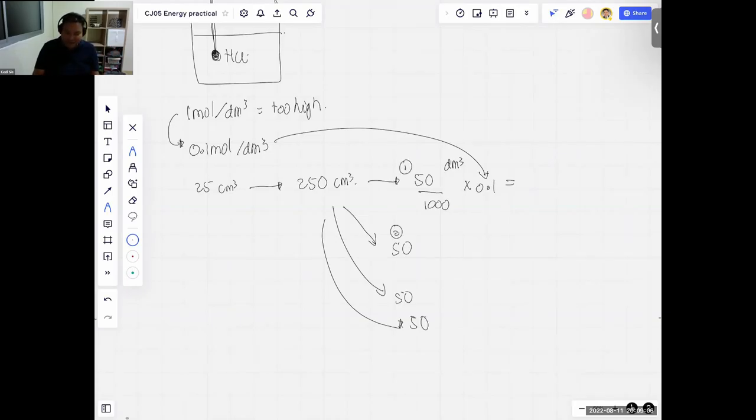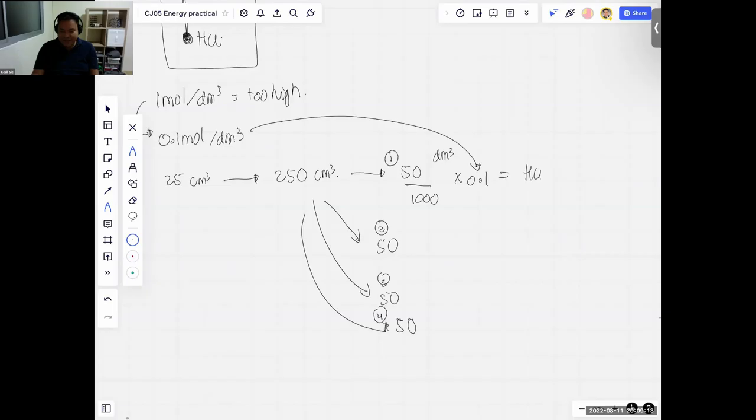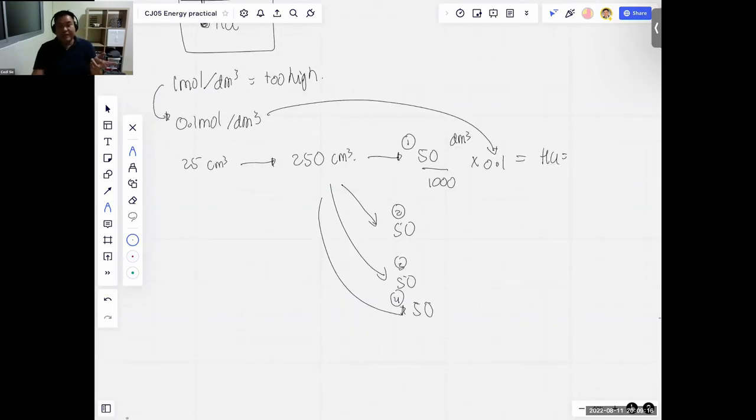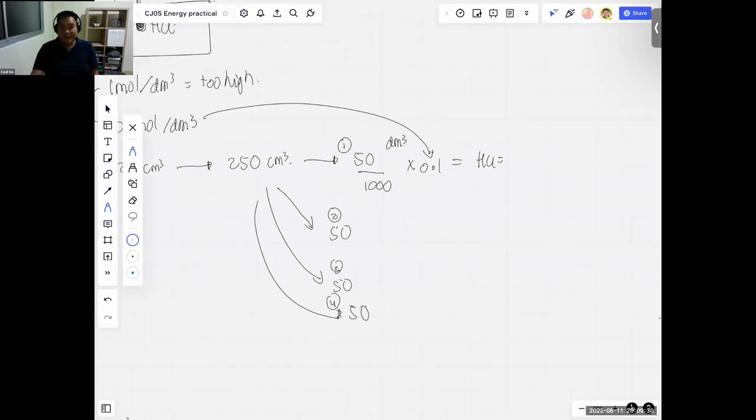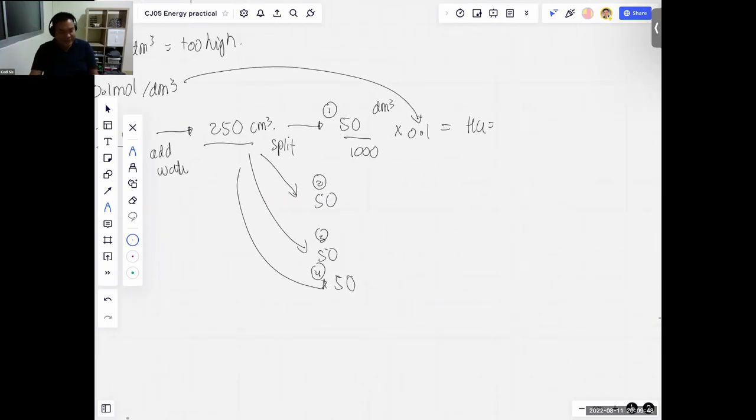Then this one, experiment 1, 2, 3, 4. Then you do the reaction 4 times, yeah? So each one, the HCl is how many moles? 50 times 0.1. This from 25 to 250, you add water. After that, you split into 4. You have 1 spare extra. 5 times 10 power negative 3 mole. Yeah? Can?